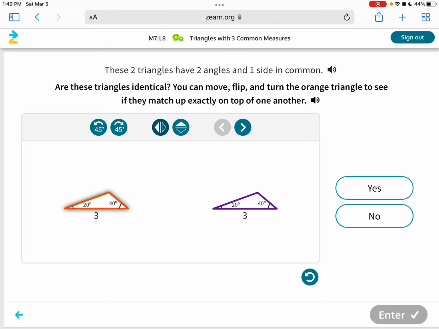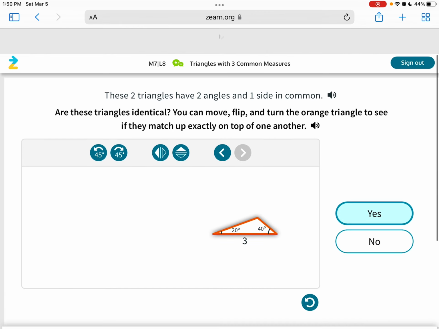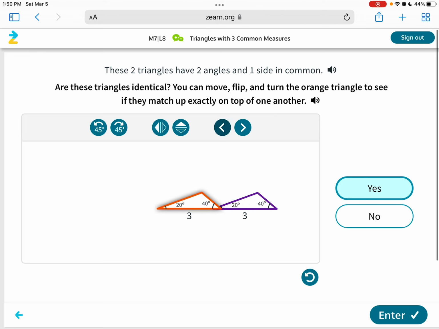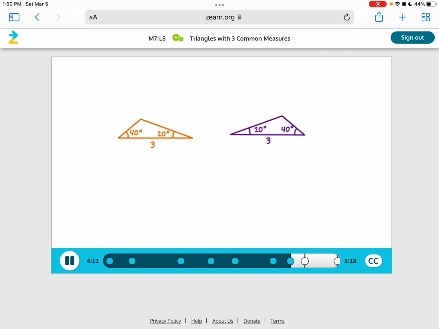So is that the button I clicked last time? And these ones are, yes, enter. These are identical. Notice the side length we knew was in between the 2 angles we knew in both triangles. Let's change this triangle again. Are these 2 triangles identical?